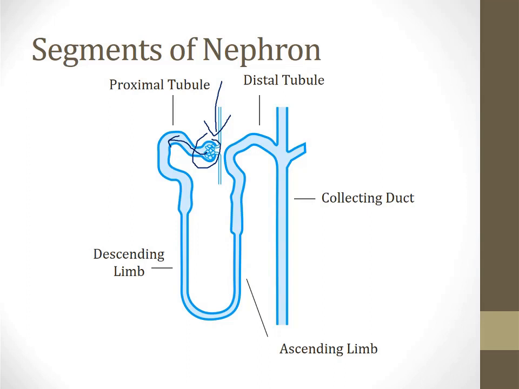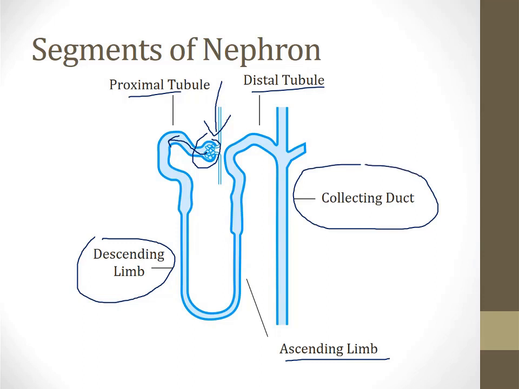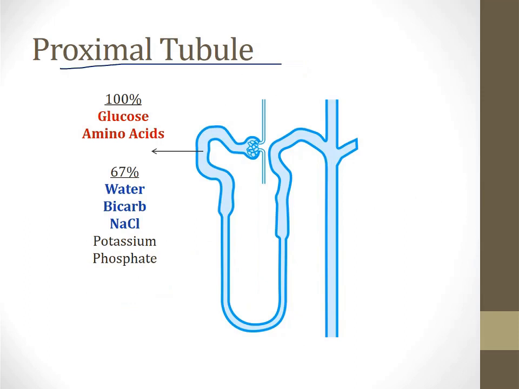You can basically think of the nephron as 5 different segments, each doing a different job in terms of reabsorption or secretion. The first segment is the proximal tubule, then we have the descending limb of Henle, then we have the ascending limb, then we have the distal tubule, and finally the collecting duct. And in this video, we're going to go through these segments one at a time and talk about what they do. We'll start by talking about the proximal tubule.